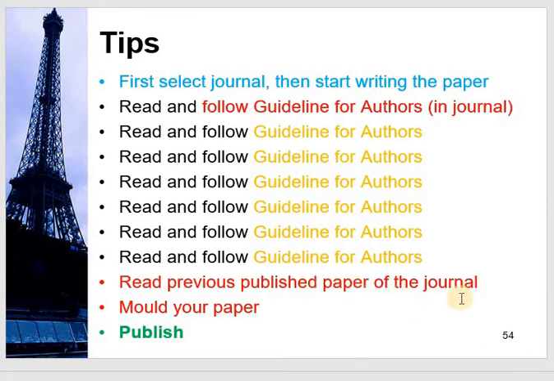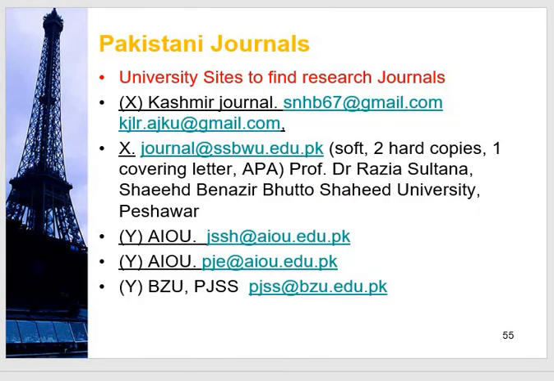Read previously published papers of the journal so that you get an idea of what sort of paper that journal publishes. Mold your paper according to the requirements of the journal. Then send it for publication. There are different Pakistani journals. All university sites have their own research journals. You can find them on university websites. There is Kashmir Journal. I have mentioned emails. If you just write these emails in Google, you can reach the journal too.